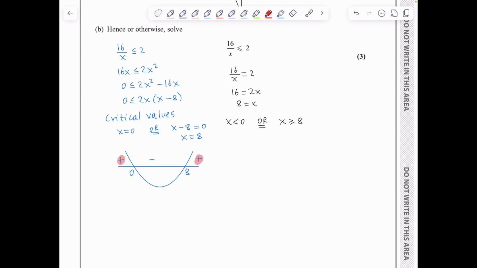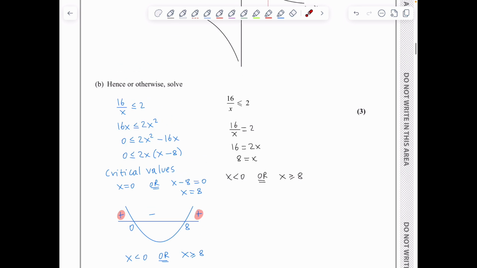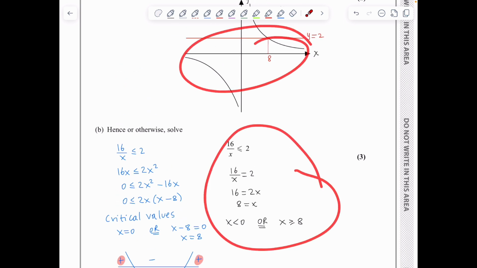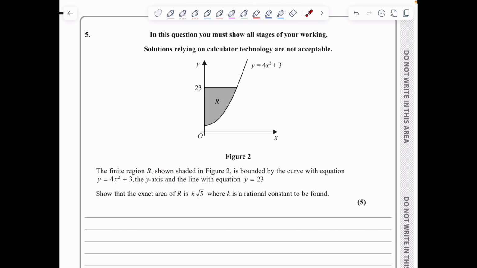I am tempted in saying x less than or equal to 0 or x greater than or equal to 8. However, again, because x being 0 is a problematic value, it's the asymptote, the 16 over x is not defined for x is 0. I need to exclude this, so I need to erase this. That would be the correct answer if I was to follow the algebraic approach. I'm sure you would agree that working with the diagram is a lot easier because you can see exactly what's happening here.